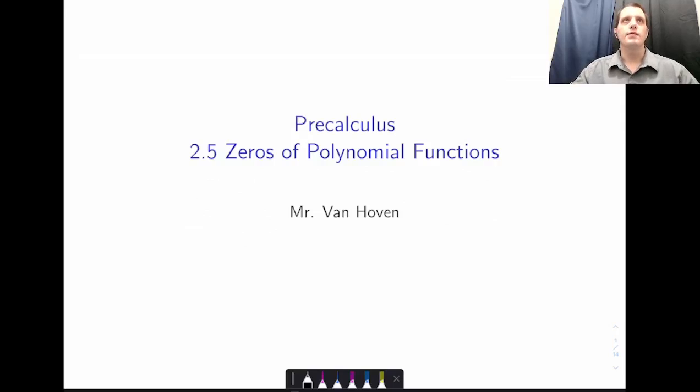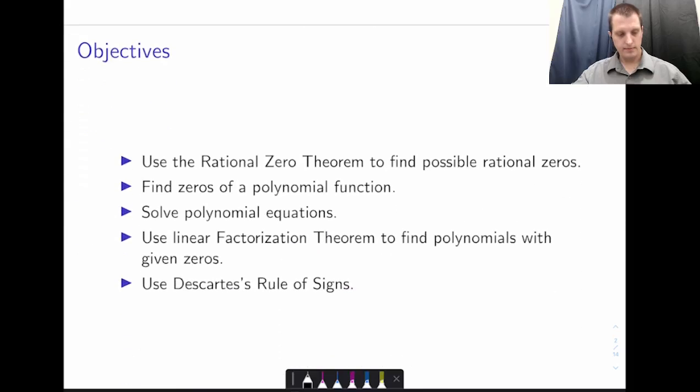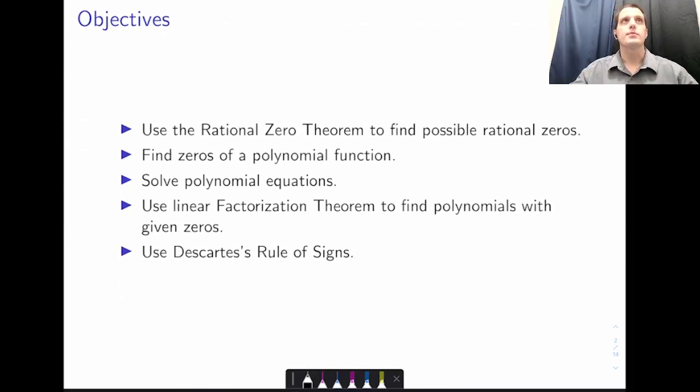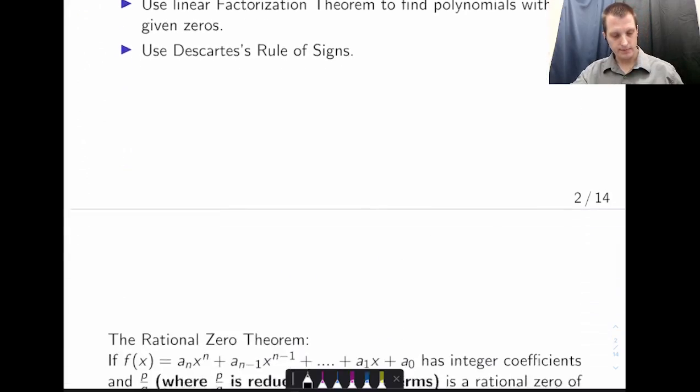Pre-calculus 2.5, zeros of polynomial functions. Today's objectives: use the rational zero theorem to find possible rational zeros, find zeros of a polynomial function, solve polynomial equations, use the linear factorization theorem to find polynomials with given zeros, and use Descartes' rule of signs.